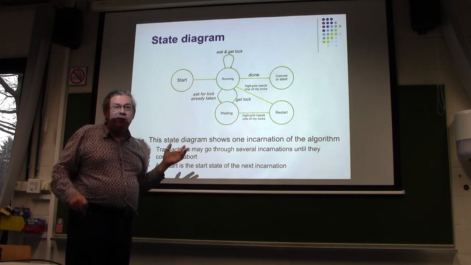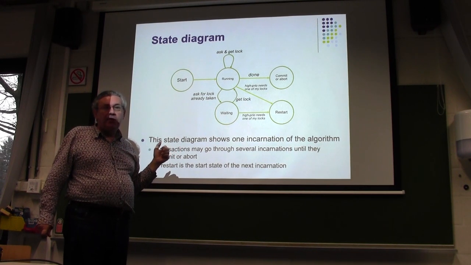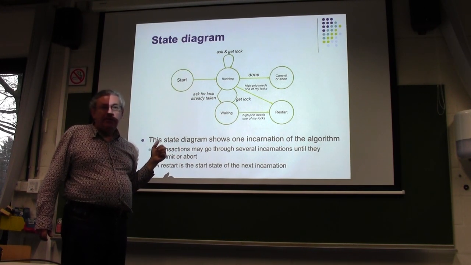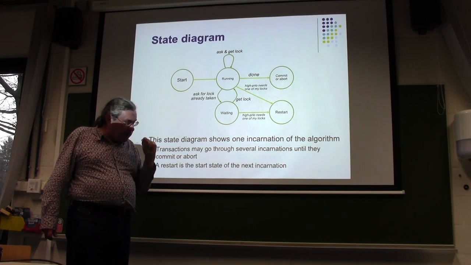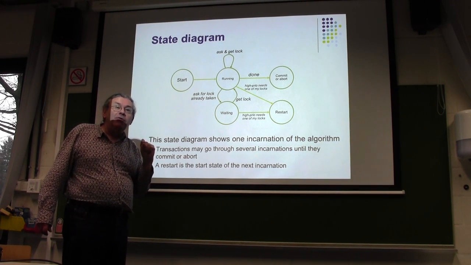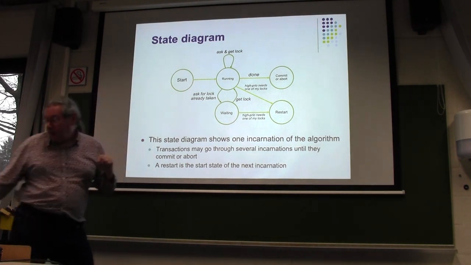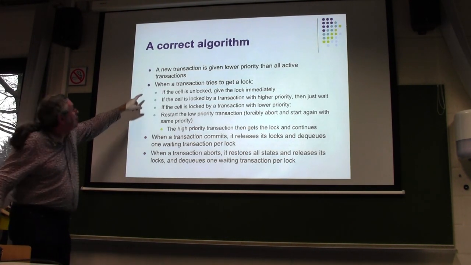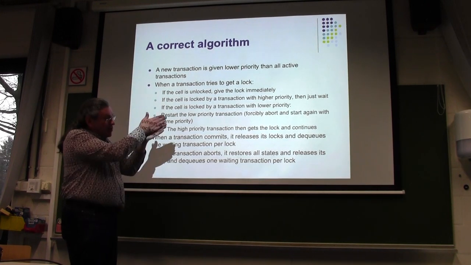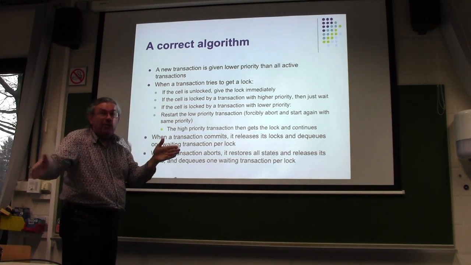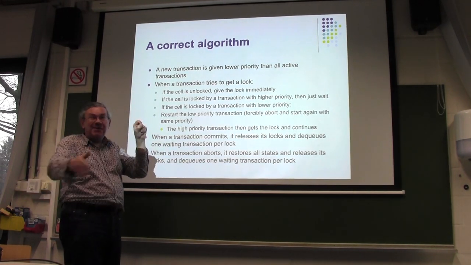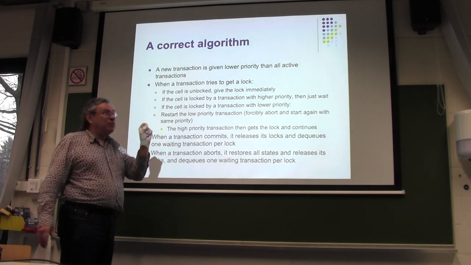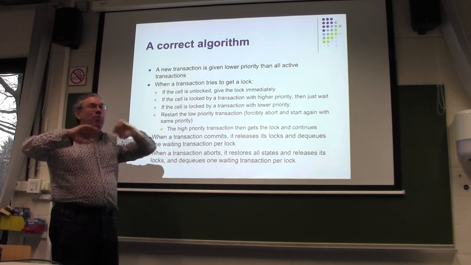But doesn't that mean that if you just create a flood of high priority transactions, the low priorities will never get done? Whenever you create a transaction, it has lower priority than all the others. So when you create a transaction, if you create a flood of transactions, they will all have successively lower priorities. The first one that you create will be the highest. So the first one, life is beautiful, nobody can stop it.